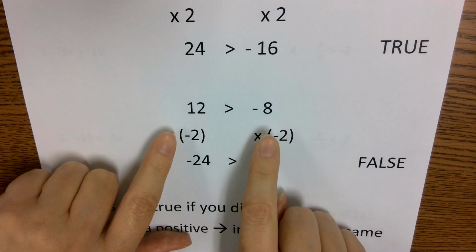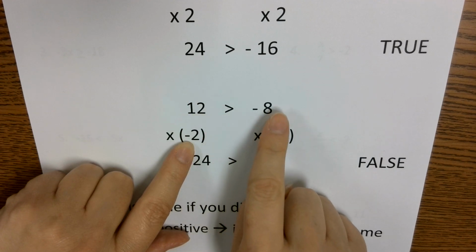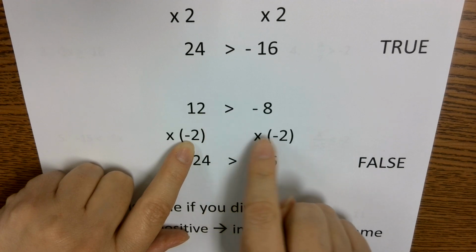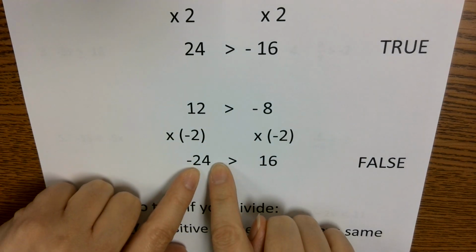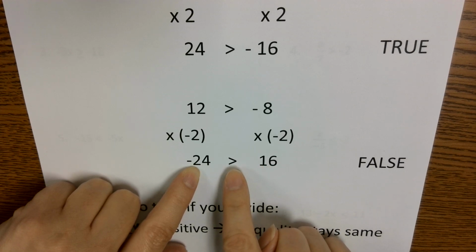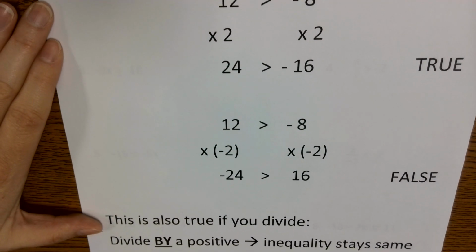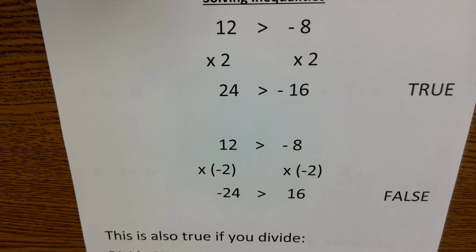However, if I decide to multiply by a negative 2, so 12 is greater than negative 8, right? Positives are bigger than negatives. But if I multiply by a negative 2 on both sides, that 12 now becomes negative 24. That negative 8 now becomes a positive 16. Is my greater than symbol still true? No. That becomes a false statement. Okay? So what happens is if you multiply by a negative or divide by a negative, you have to flip the inequality symbol in order for the statement to stay true. Let's write that down.